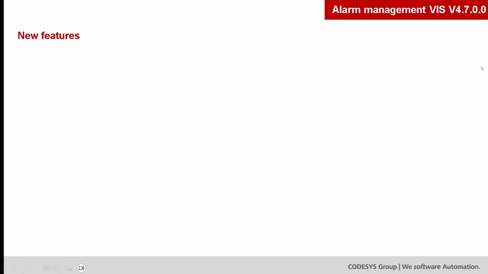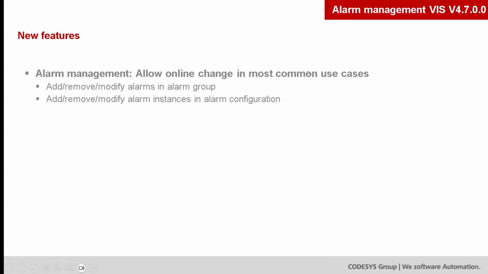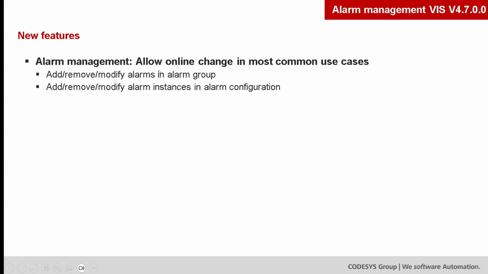Now we come to new features which come with the version 4.7. We extend the online change functionality, so we allow online changes in the most common use cases. For example, add, remove, modify alarms in an alarm group, but also add, remove, modify alarm instances in the alarm configuration. So for example, you extended your application, you updated your alarm instances, and then an online change is also possible.